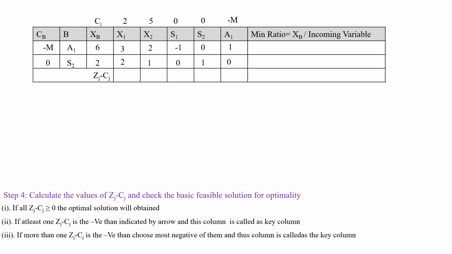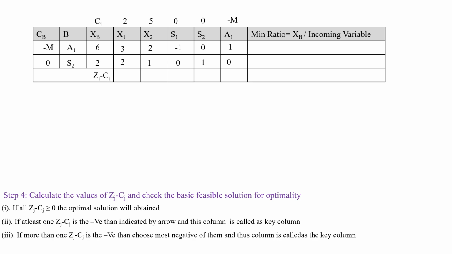So next step is to calculate the values of Zj minus Cj and check the basic feasible solution for optimality. In this step 4, the first condition is if all the Zj minus Cj values are greater than or equal to 0, the optimal solution will be obtained. The second condition is if at least one Zj minus Cj is negative, then indicate it by an arrow, and this column is called the key column.